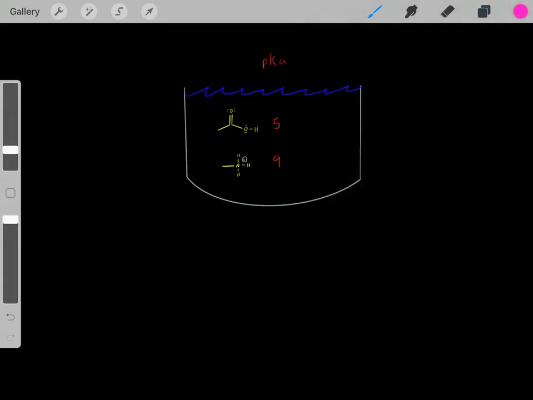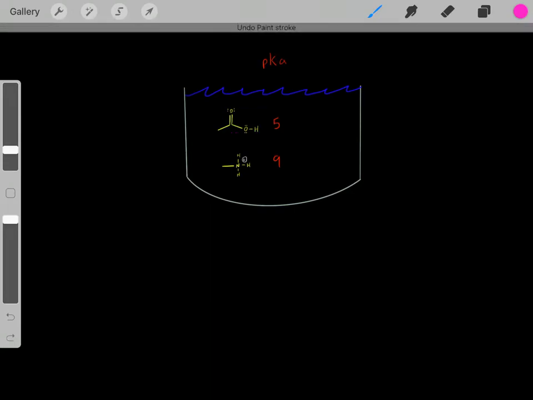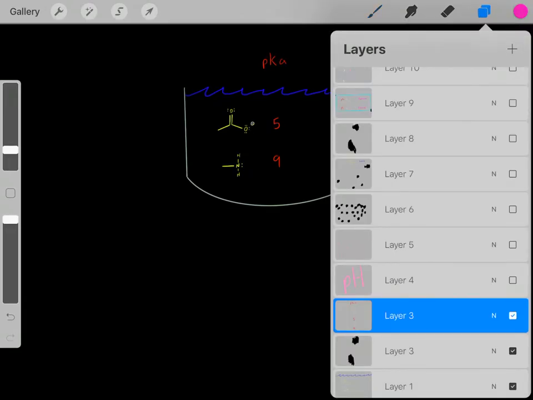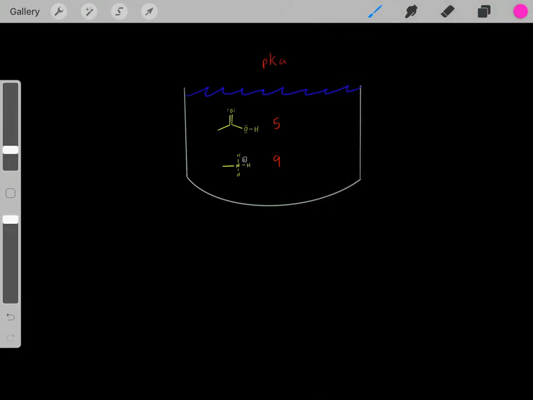Because they're acids, we know they have pKa values. And we know the lower the pKa of a functional group, the more acidic the functional group is. So therefore, we know carboxylic acid is more acidic than this amine. But what determines whether they're protonated or unprotonated?